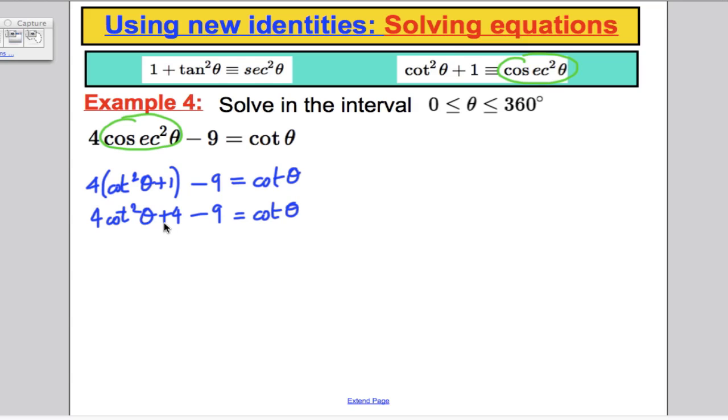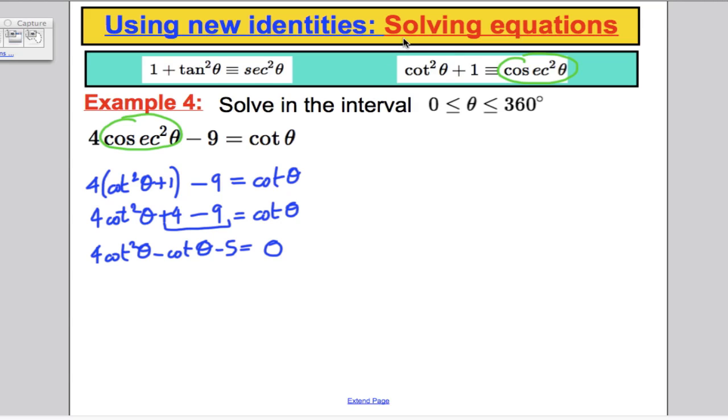Now what I'm going to do, this 4 subtract 9, I'm going to combine those to -5, and I'm going to subtract cot theta off both sides. So I'm going to get 4 cot squared theta, I'm going to write my subtract or negative cot theta next, and my -5. That's equal to 0.